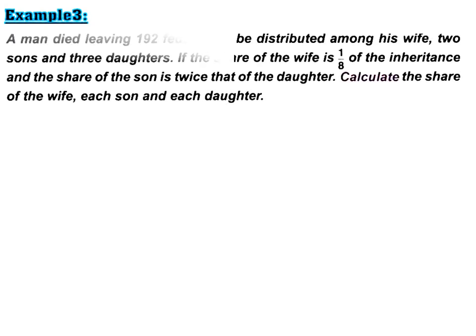Example number 3. Example number 3 in our lesson is most important. A man died leaving 192 feddans to be distributed among his wife, 2 sons and 3 daughters. Again, a man died and he left 192 feddans to be distributed among his wife, he has two sons and three daughters. The 192 feddans will be distributed between the wife, the two sons and the three daughters.